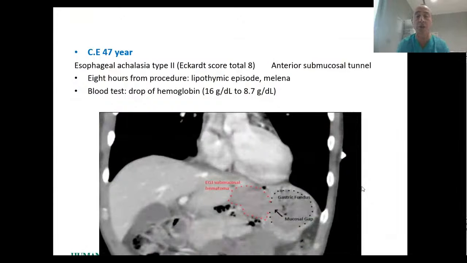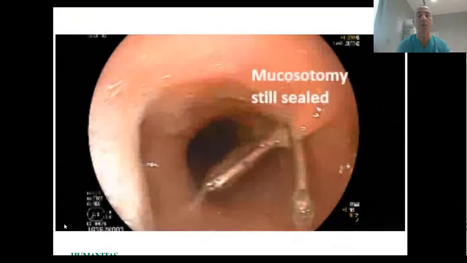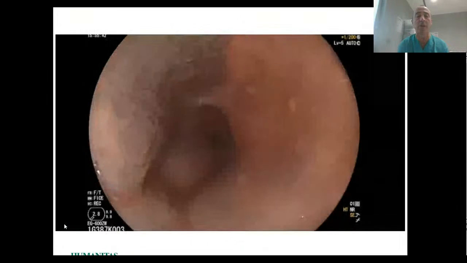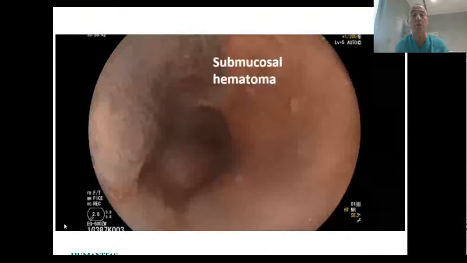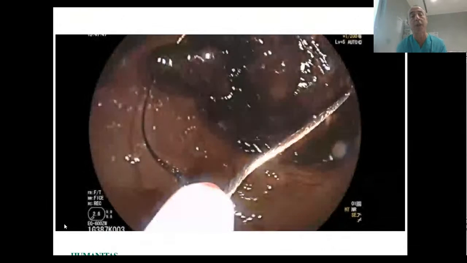So this is another complication that we got. We did a procedure. The patient started having melena and a lipothymic episode. His hemoglobin dropped by 8 points. So this is the endoscopy I did. The mucosotomy looked very good. I put the scope down, advancing the scope, and I didn't see blood. But at a certain point, you can see I recognized this huge mucosal, submucosal hematoma.